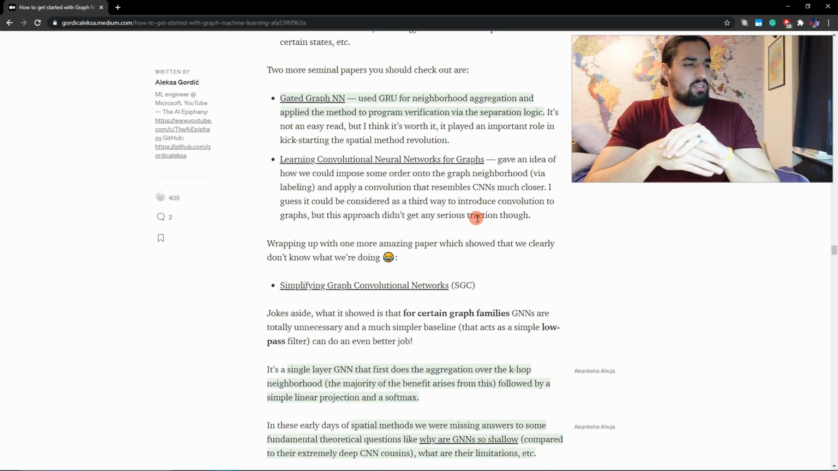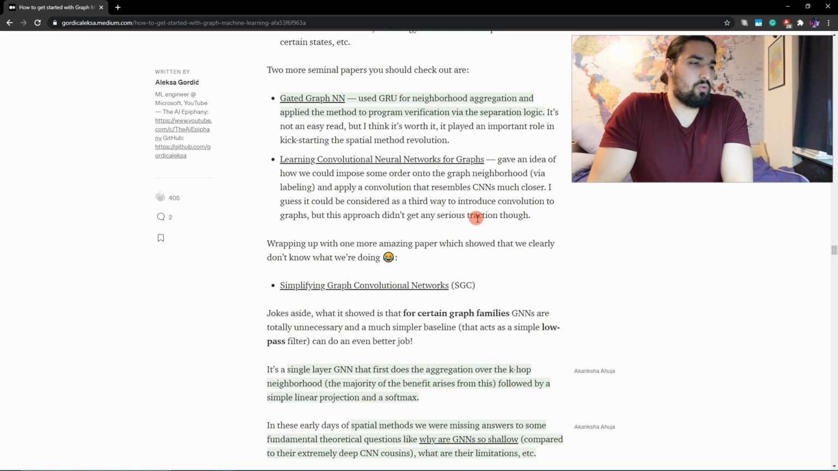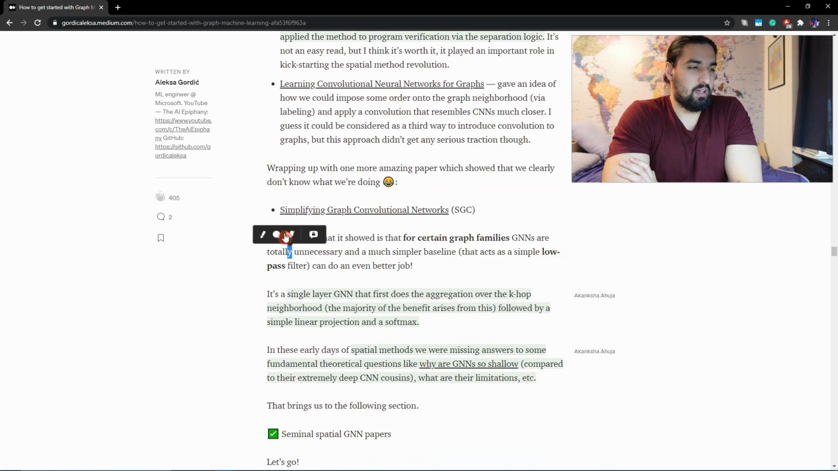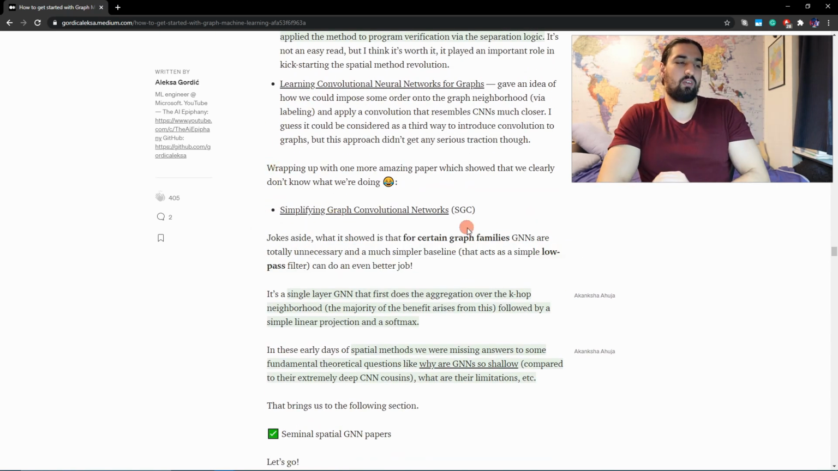And so it's a nice read. The idea itself didn't get that much traction, but it's an awesome read, so do check it out. Okay, I'm wrapping up with message passing networks with this one, the Simplifying Graph Convolutional Networks paper.